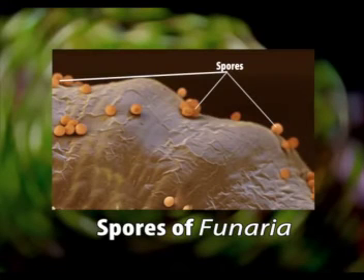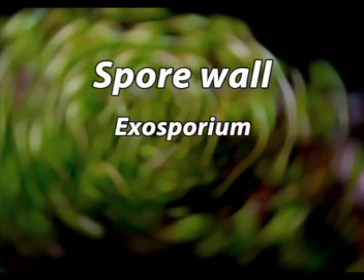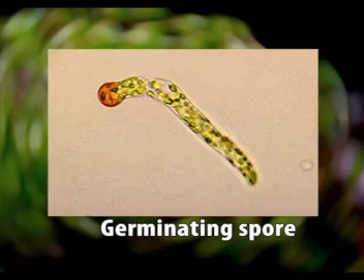The spores of Funaria are 12 to 20 microns in diameter and represent the first cells of gametophytic generation. The spore wall consists of two layers, the outer smooth and brown-colored exosporium and the inner colorless endosporium. The spore germinates under favorable conditions. It soon forms a long filamentous protonema.